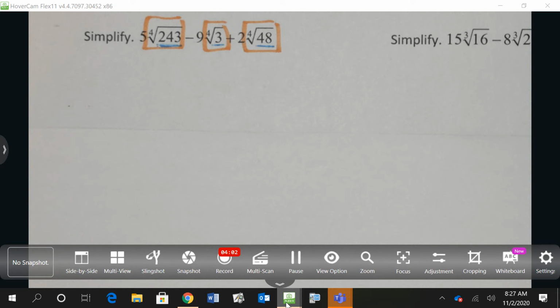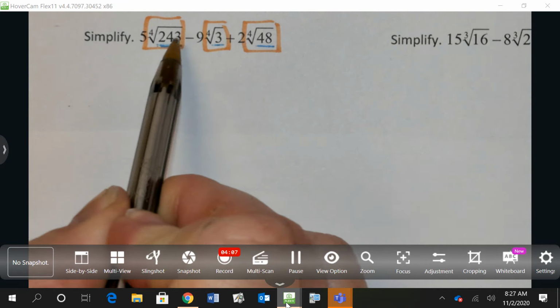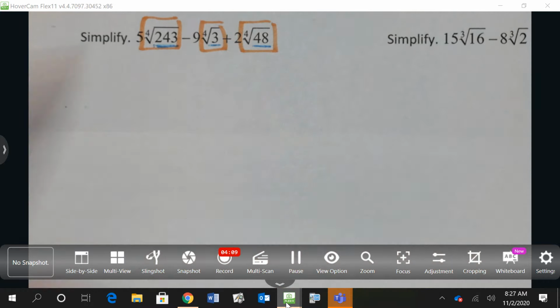And how is that going to help us? We want to find a way to rewrite this so that it has 3 times something. And this is going to be 3 times something. Now, how do I determine what that number should be?